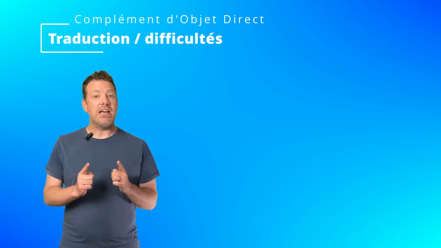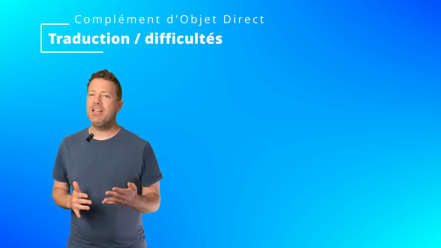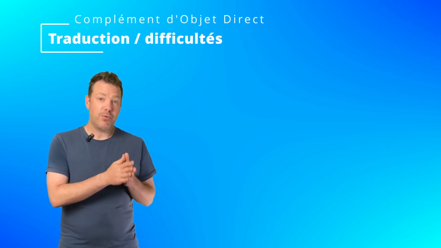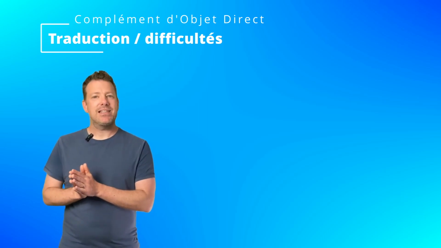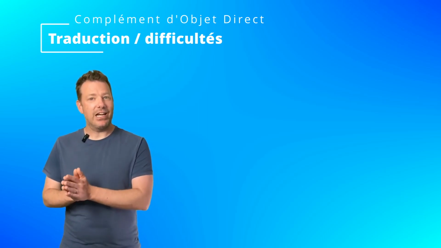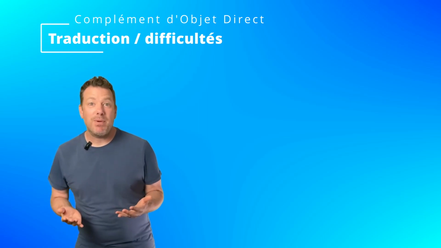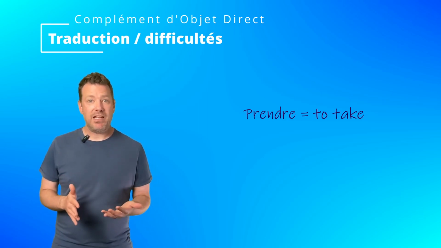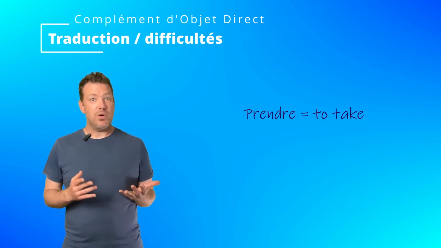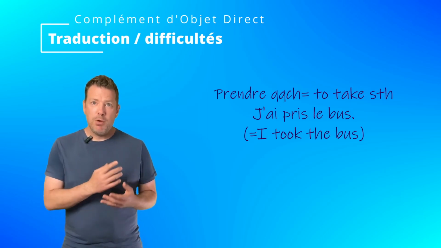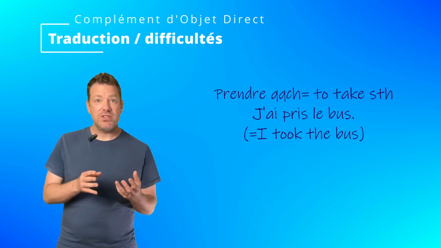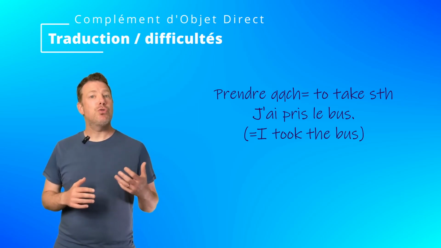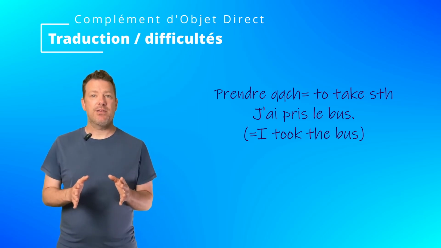The difficulty for you guys, especially if English is one of your dominant languages, is that the translation of a transitive direct verb in French is not necessarily transitive direct in English and vice versa. So let me explain. Prendre, which is the verb of the first sentence that we used to explain the COD, right? So the sentence was j'ai pris le bus. Prendre, to take, is transitive direct in both languages. Prendre quelque chose, to take something, it's direct.